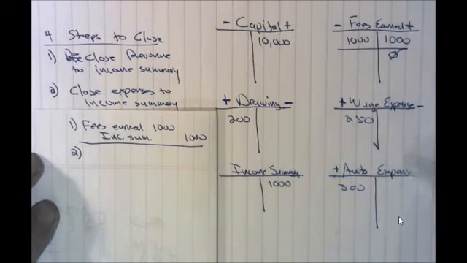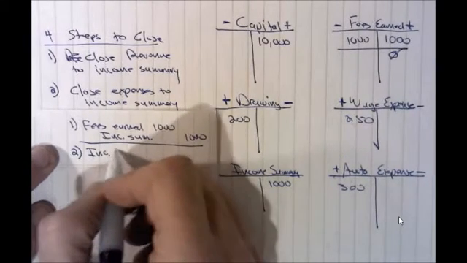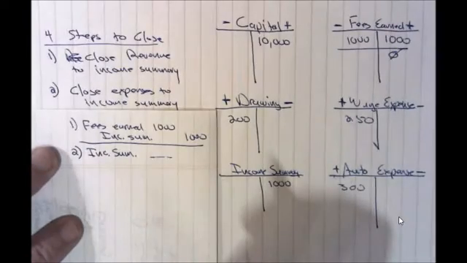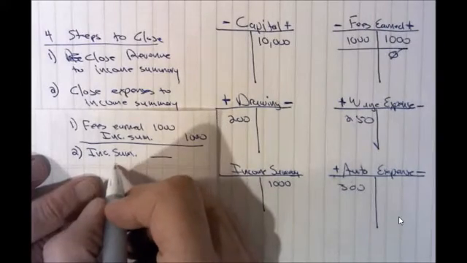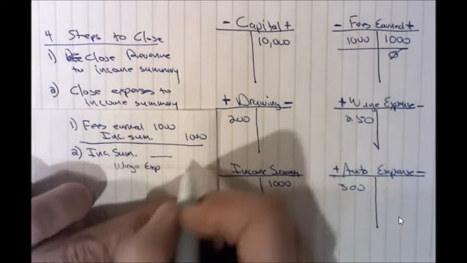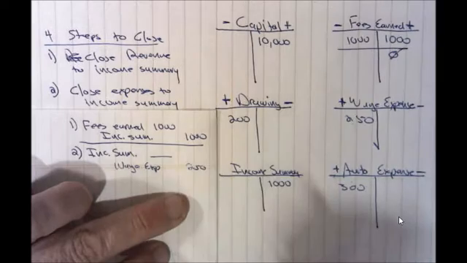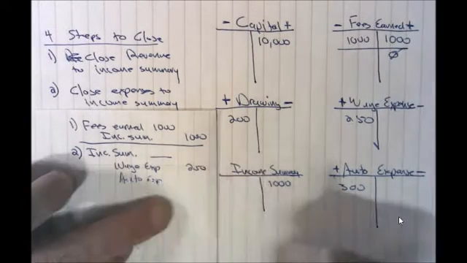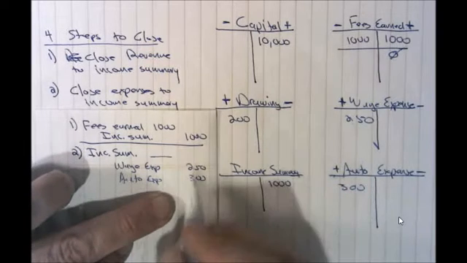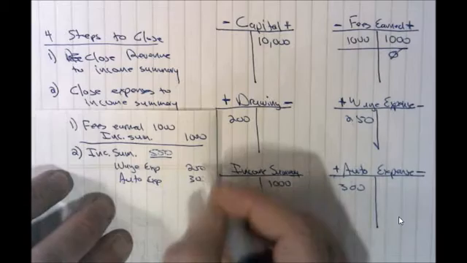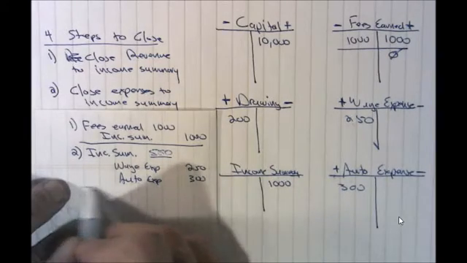If I credit these, I have to debit income summary, right? So I debit income summary. Don't know how much, right? Because I gotta list my other side first. I'm going to credit wage expense for $250 and credit auto expense for $300, so I know that my debit is $550, the sum of the 2 credits, right?